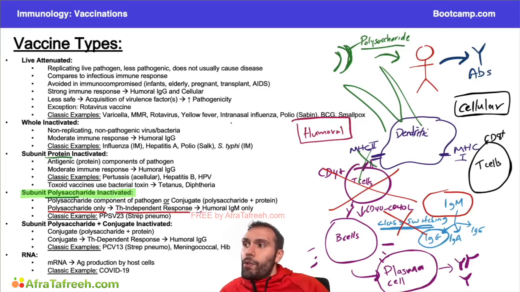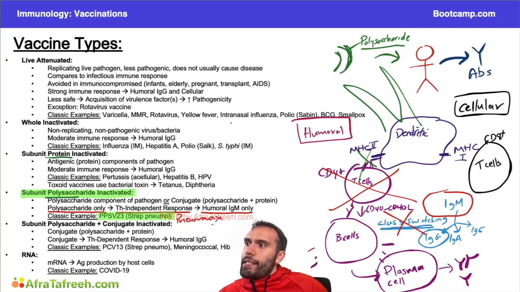And we talked about this. This is only going to generate a humoral IgM response, not the IgG responses that we generated with all of these other vaccines. So this is going to be the weakest immune response that we've seen thus far among our vaccines, just from a general perspective. And the classic example of this is going to be the strep pneumo vaccine PPSV23. And this vaccine is also sometimes called pneumovax.